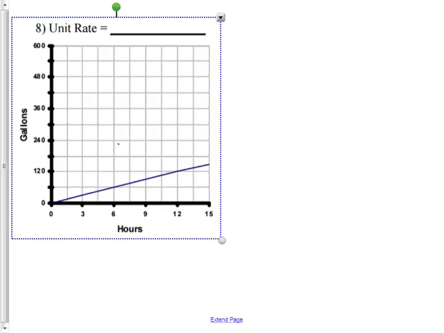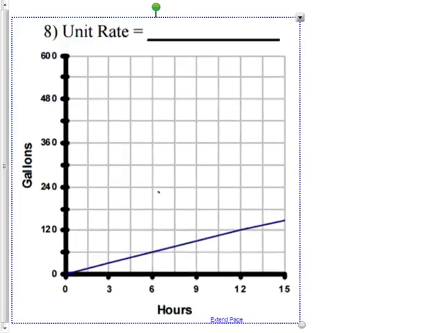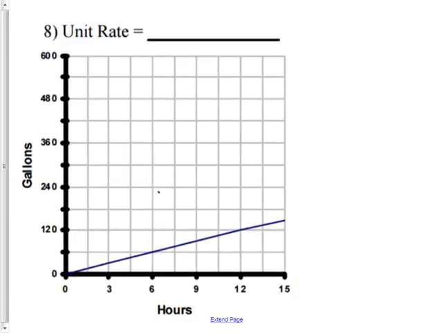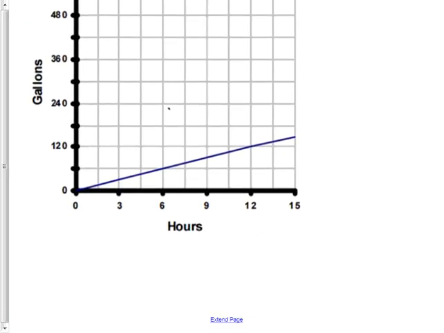Now this one's a slightly more challenging one because you got to look a little closer. Take a look and see if you can figure this one out. All right, now that you've had a chance to look at this, hopefully you're looking at gallons per hour. If we try to find how many gallons in 1 hour, well, if this is 3, then this is halfway between 0 and 3. This is at 1.5 hours.